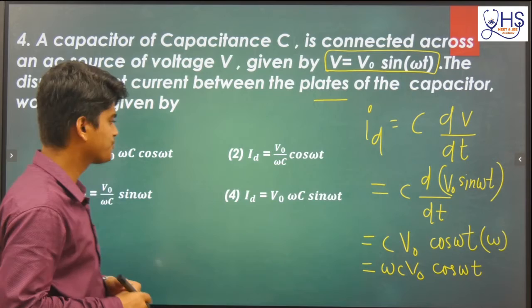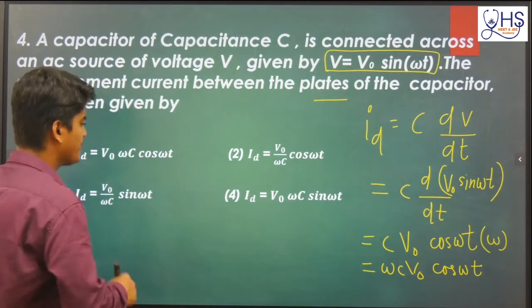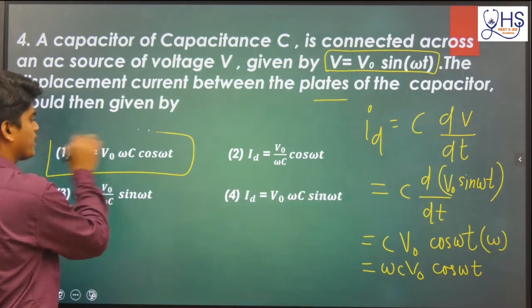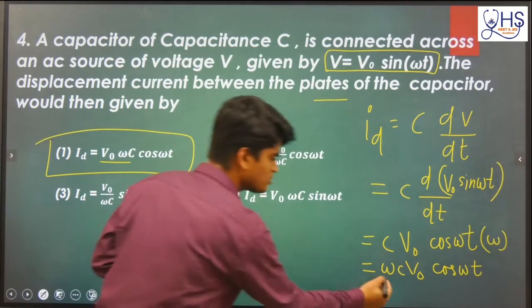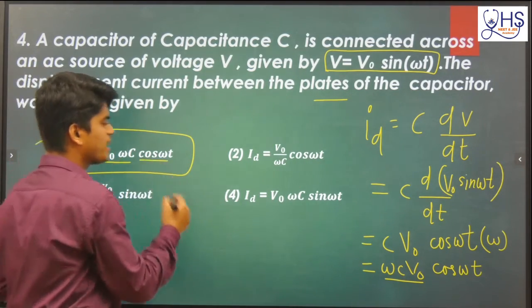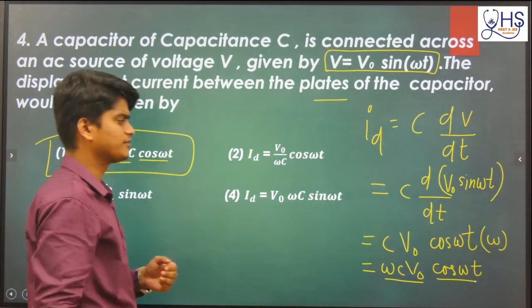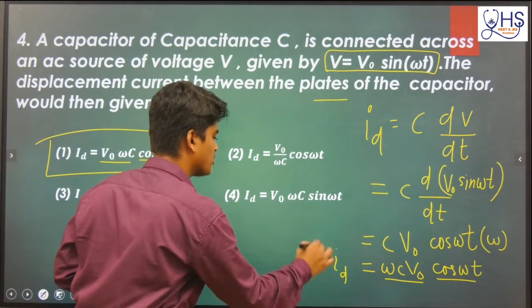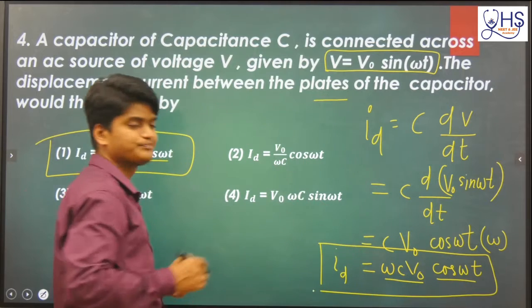Now if we check with the options, the displacement current is coming, I think, option 1. Here it is written V naught omega C, and I have written omega C V naught, which is the same thing. Here cos omega t is there, so here also cos omega t. So your displacement current is nothing but i d cos omega t.